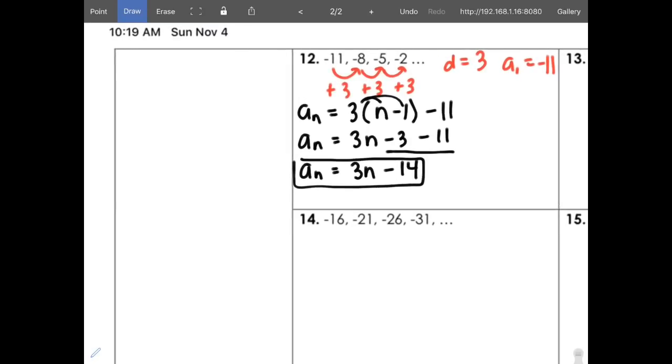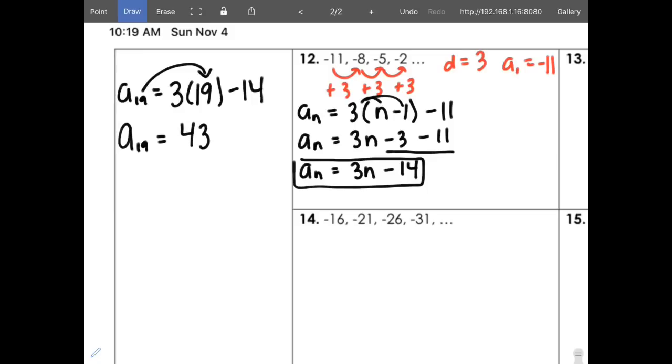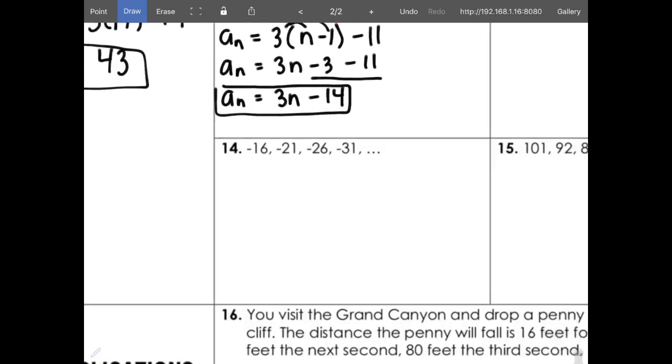Okay, I'm going to do it over here. I'm going to find A sub 19. Remember on our last page it said find A sub 19. So A sub 19 equals 3 times 19, you're plugging this always in for n, minus 14. So A sub 19 equals, okay, and when you figure that out, that's going to be 43. So do 3 times 19 first, minus 14. And that's going to be 43. Let's skip down to 14.